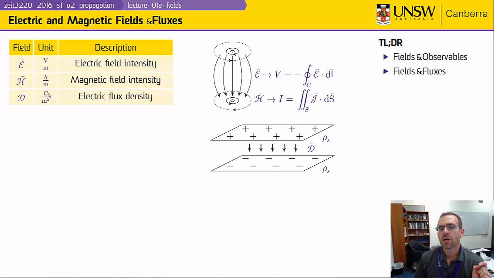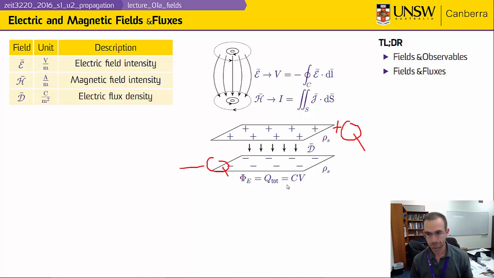The D vector has units of coulombs per meter squared, and as we're going to see, coulomb is the unit of charge. So if I come over here to a capacitor, I've got, say, positive charge on the top of the capacitor, negative charge on the bottom of the capacitor. That sets up flux in between, and the total electric flux in this capacitor is equal to the Q that's separated. So if I have plus Q total charge on the top and minus Q total charge on the bottom, that total charge separation is equal to the flux, which is equal to the capacitance times the voltage.